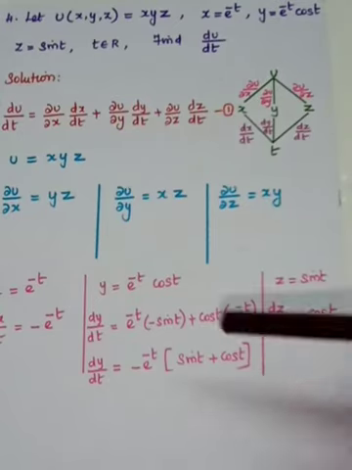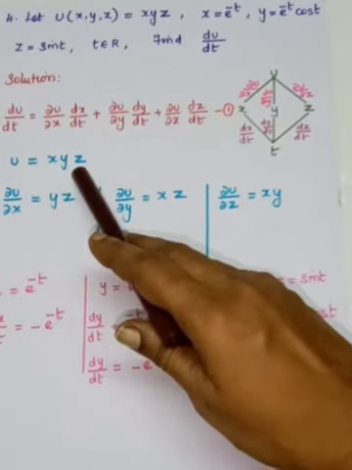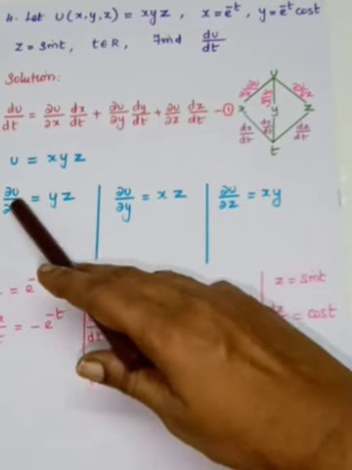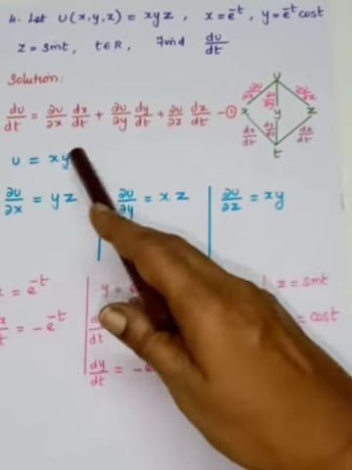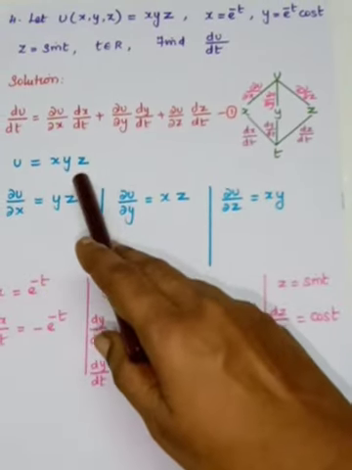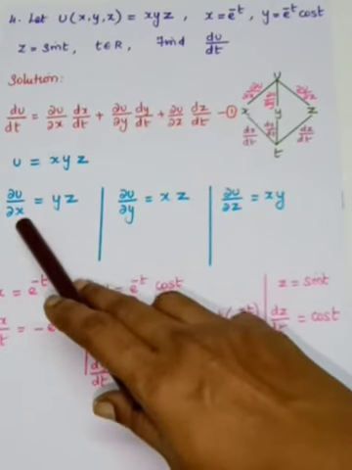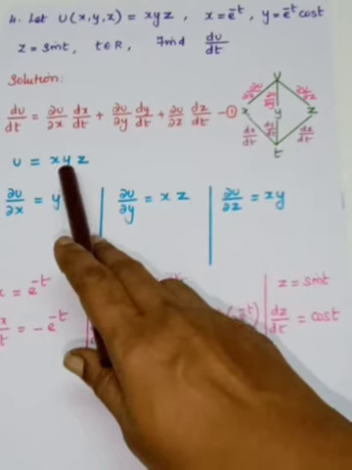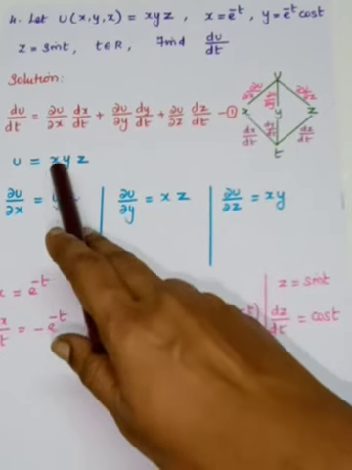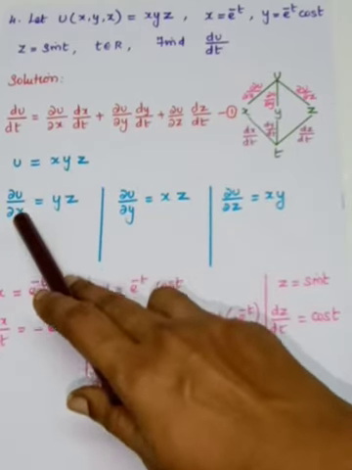Consider u. It's a product of 3 terms x, y, z. So you have to differentiate u partially with respect to x. They are in the product, so partial differentiation is used with respect to x. The other two variables are constant, so y z is written. The differentiation of x with respect to x is 1.